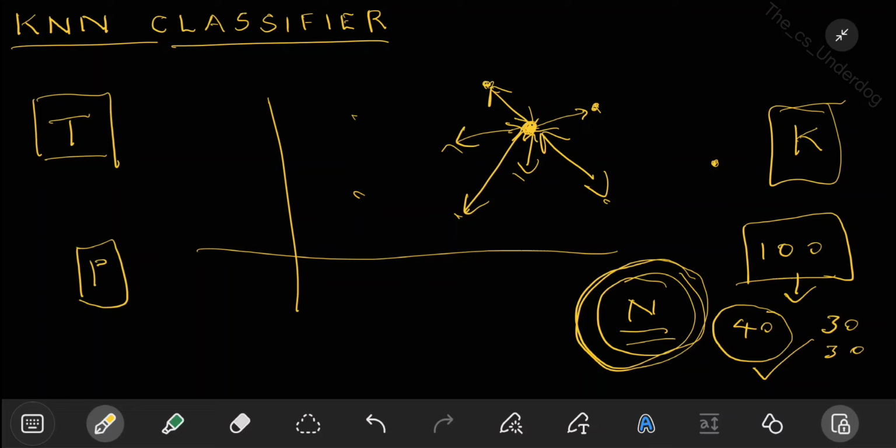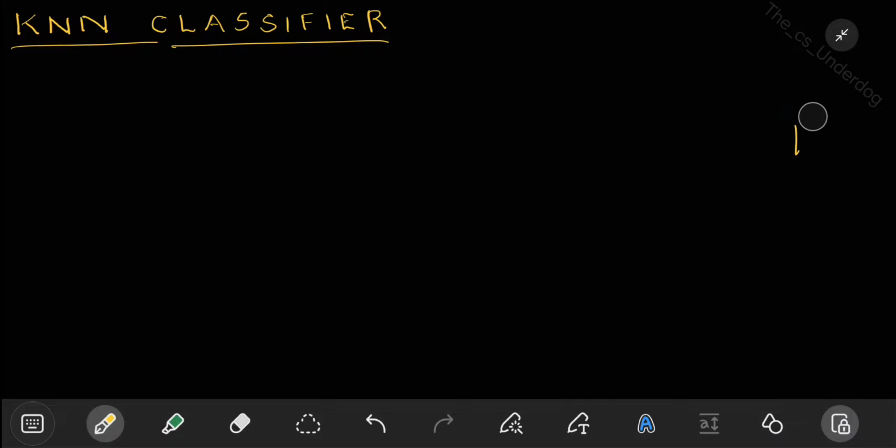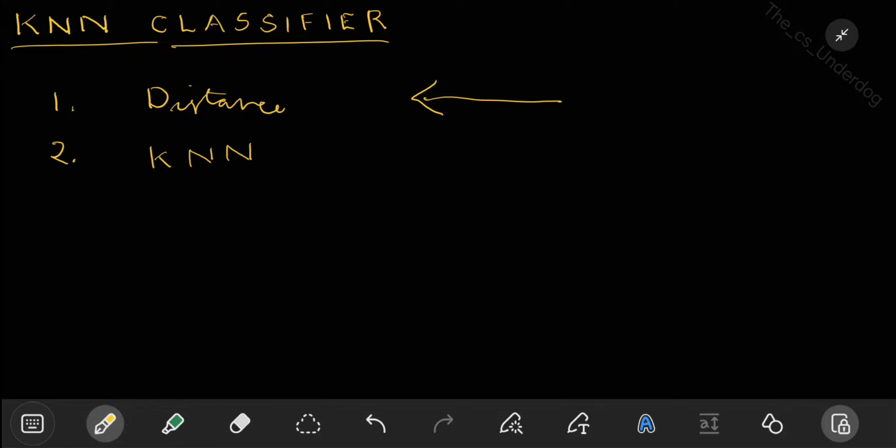What is the next step? Okay, I'll write the steps one by one. Then it will be clear. The first step is finding the distance to all the n points. Second step: let us say you already found the distance to all the n data points that you have. The next step is to select the k nearest neighbors of the data point. In order to do this, you have to compare all the distances that you calculated in the first step and identify which are the k nearest points to your new data point.